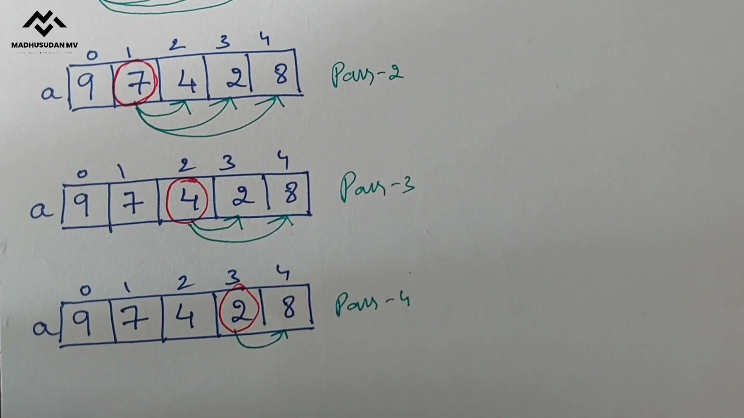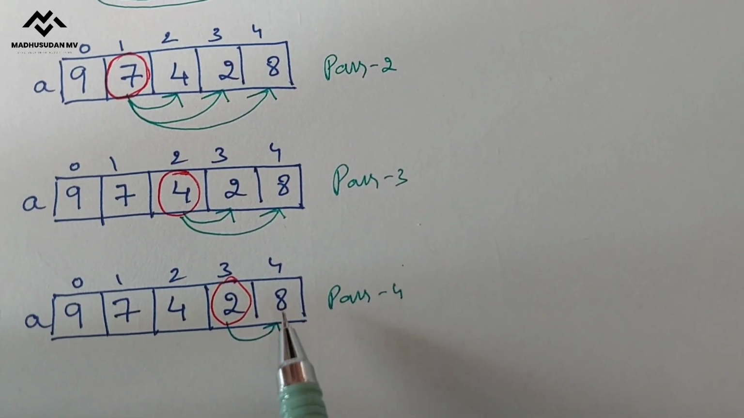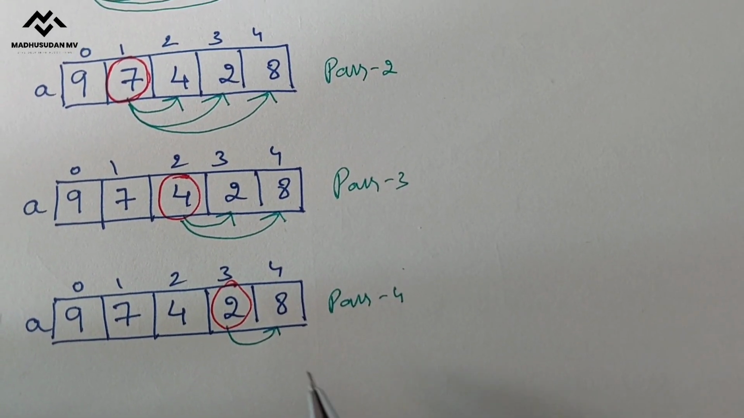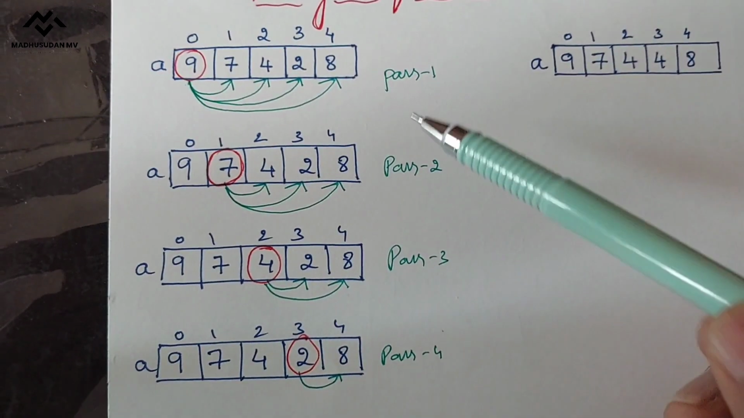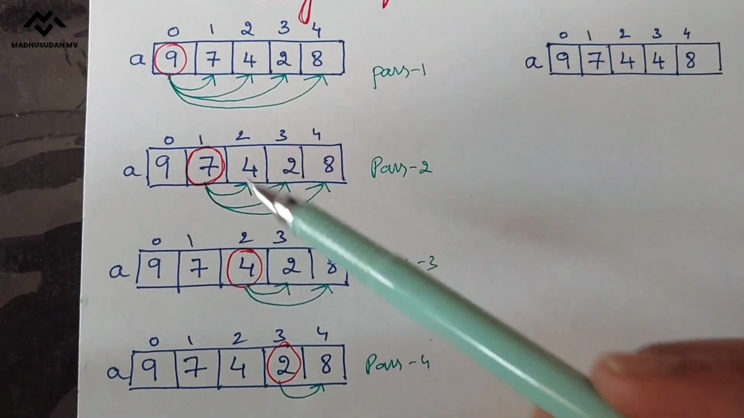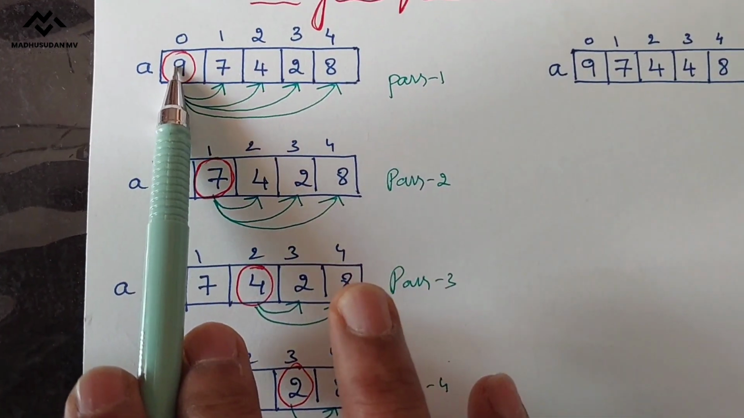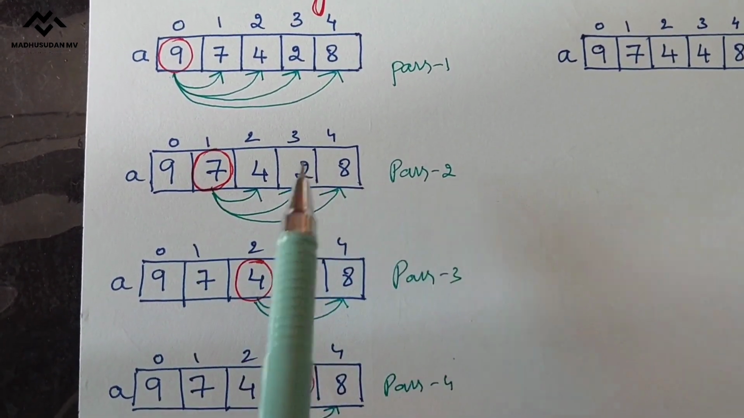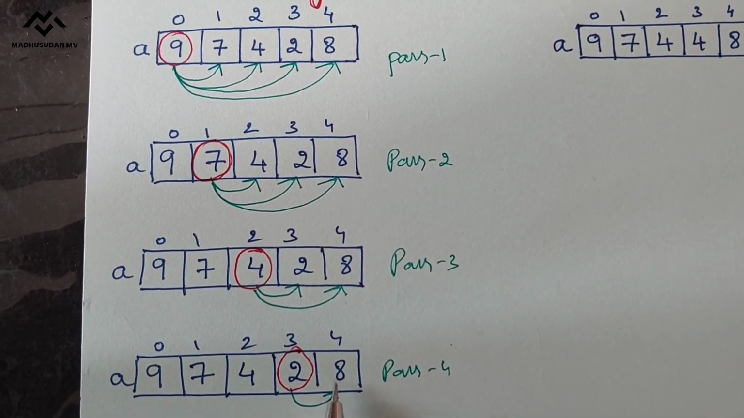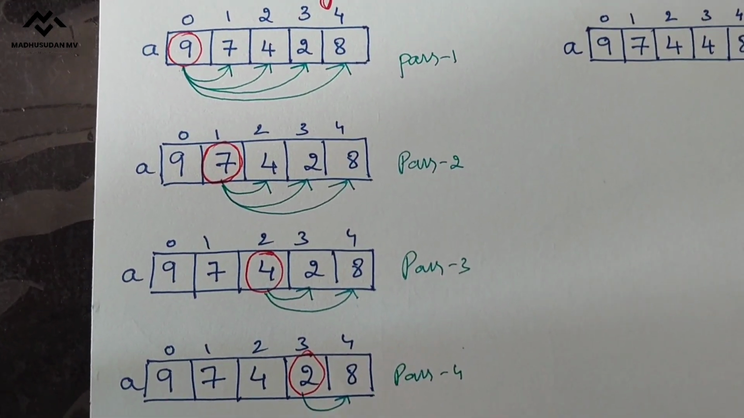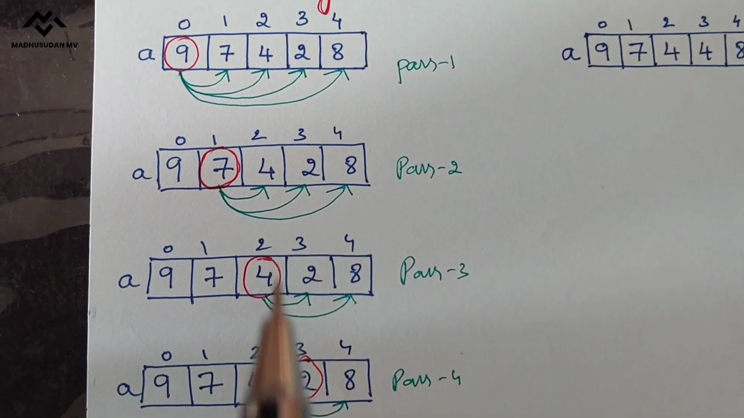Now for the next step, there is no need, because if I select this last item, there are no elements left to compare. So I will stop here. After 4 passes, we came to know that all the elements are unique. There is no duplicate element like this, like this, like this, or like this. So we came to the conclusion that the given array is unique.